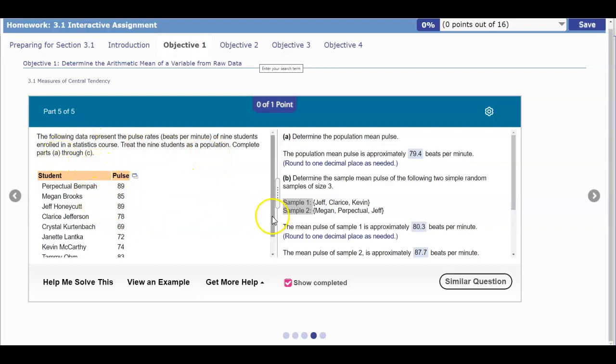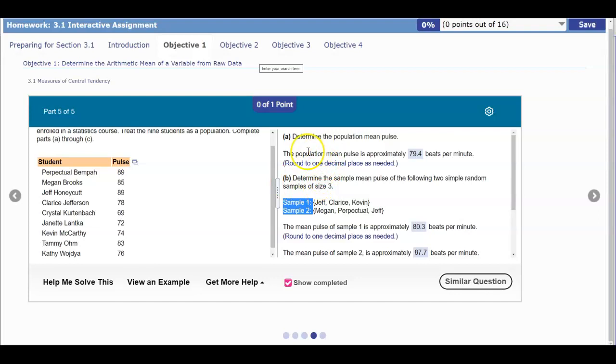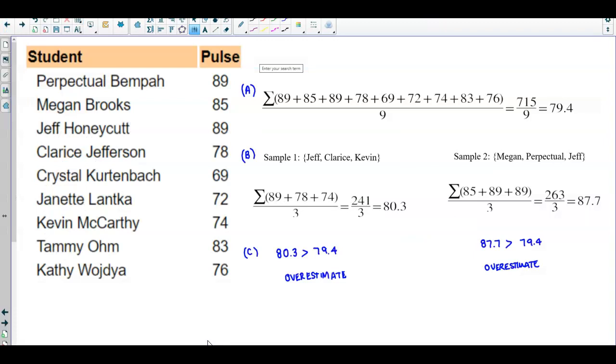So here are the 9 students and there's your pulse rates. The first question says determine the population mean pulse. So let's take a look at that here. In order to do that, we're going to have to total up the entire values. So if we look at the pulse rates here, this is all the total. So we're going to add up all of these values in the numerator.